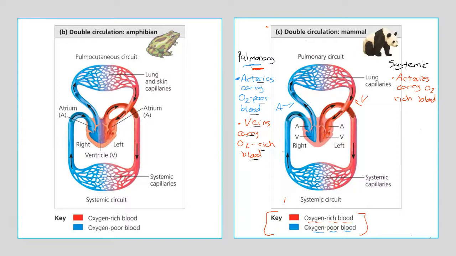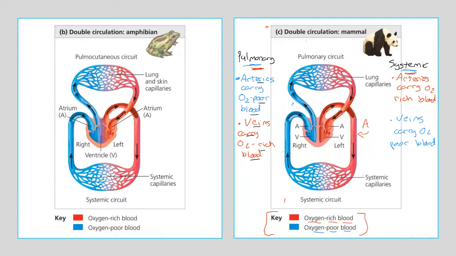I'm going to erase this really quick. So we're talking about the systemic now. Okay, arteries carry blood away from the heart. In this case, in the systemic circuit, it's going to carry oxygen-rich blood. Okay, what about veins? Well, veins carry oxygen-poor blood. Okay, but again, systemic circuit. This is true for the systemic circuit only.